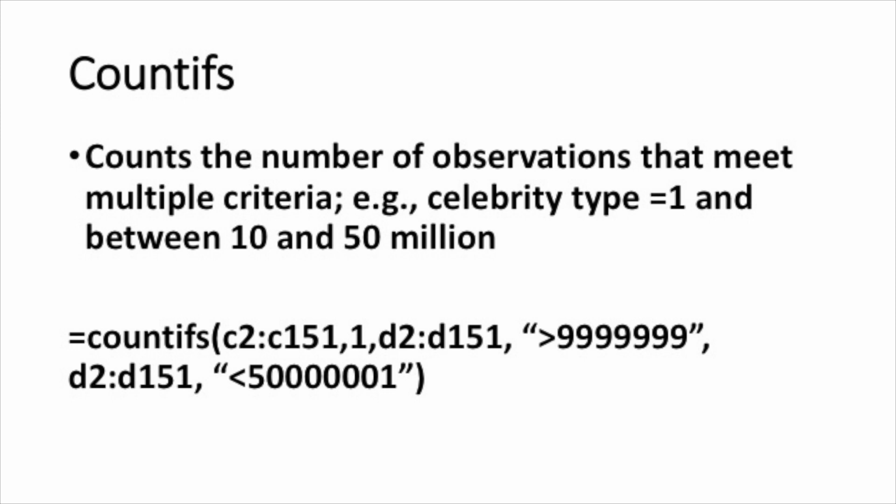And then it's D2 colon D151, comma, quotation mark, greater than 9,999,999, close quotation mark, then a comma, then D2 colon D151, comma, quotation mark, less than 50,000,001, close quotation mark, close parenthesis. So here in the second part of the formula, we're telling Excel we want to know how many observations have between 10 and 50 million. So that would be greater than 9,999,999 and less than 50,000,001.